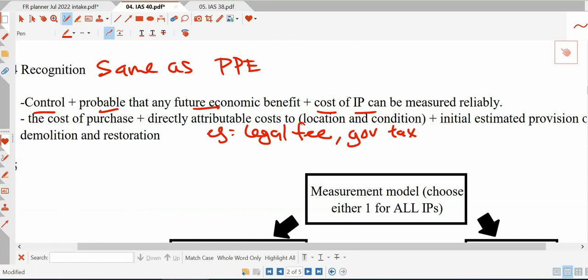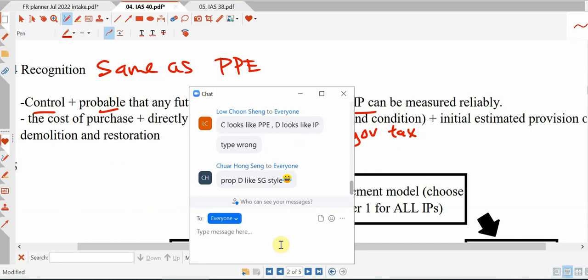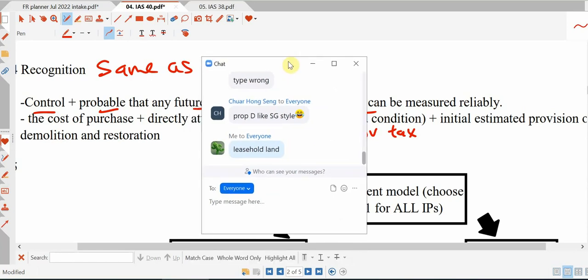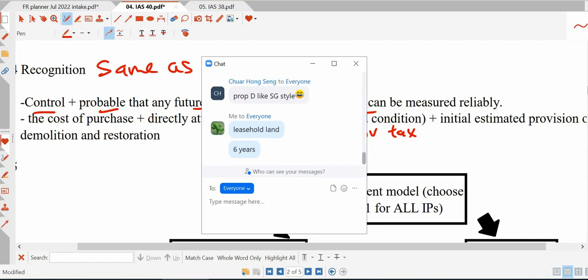Let me ask you a question. You know this called leasehold land, right? Yeah, leasehold land. Everybody can look at the chat box here, leasehold land. In Malaysia, leasehold land normally is for 60 years or 99 years. Now, if I say the government want to lease for 6 years, only 6 years, you want to lease or not? You pay the market price of the land today, but you are allowed only to use 6 years. Do you want?